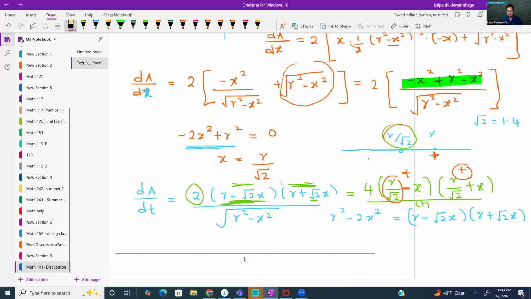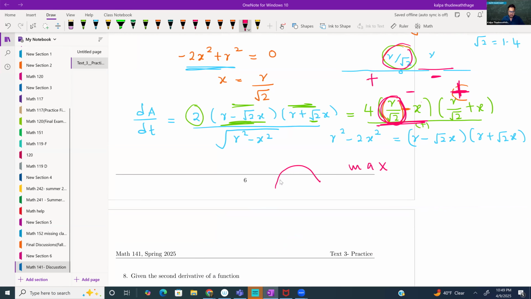Let me erase this one. Let me do the argument again. If I put something greater than this, this is always positive. If my x is greater than this number, it's negative. So negative times positive is negative. If my x is less than this, the side is positive, because both are positive. So it's increasing, then decreasing, so max. That's how I understand r over root 2 gives the max.